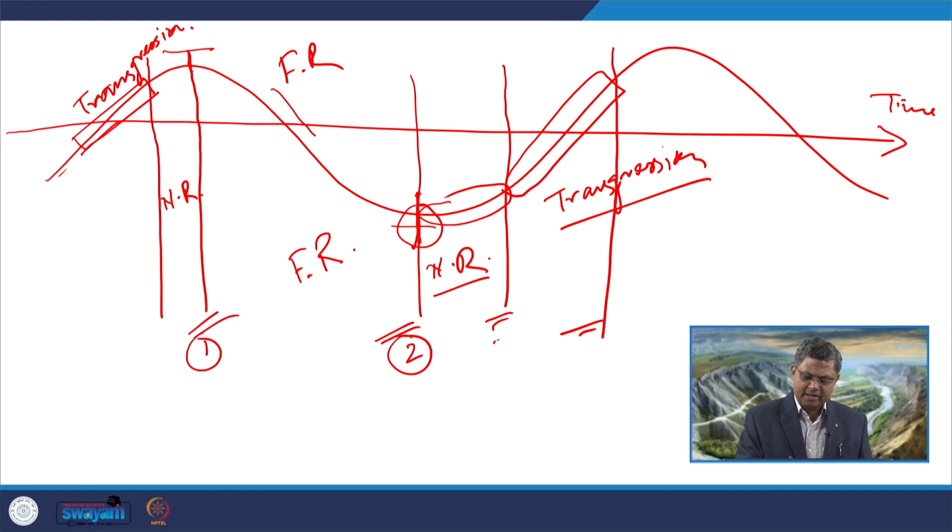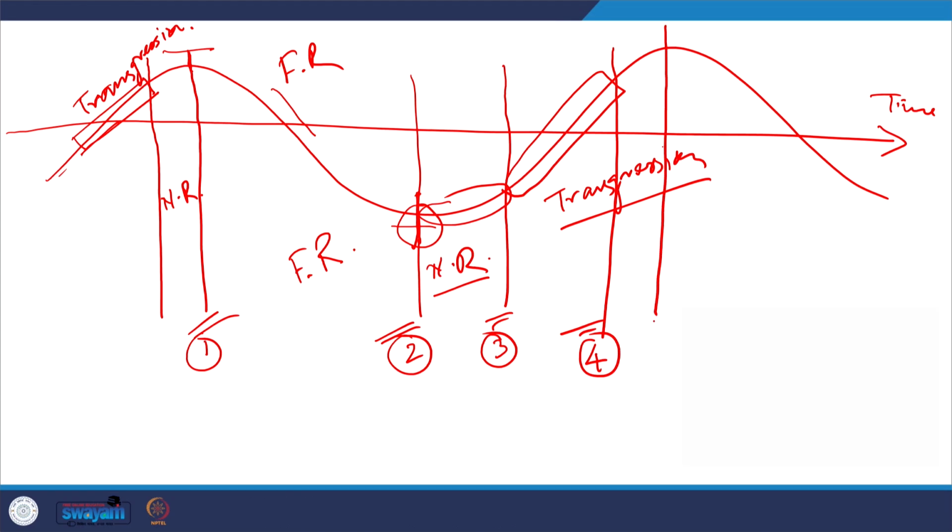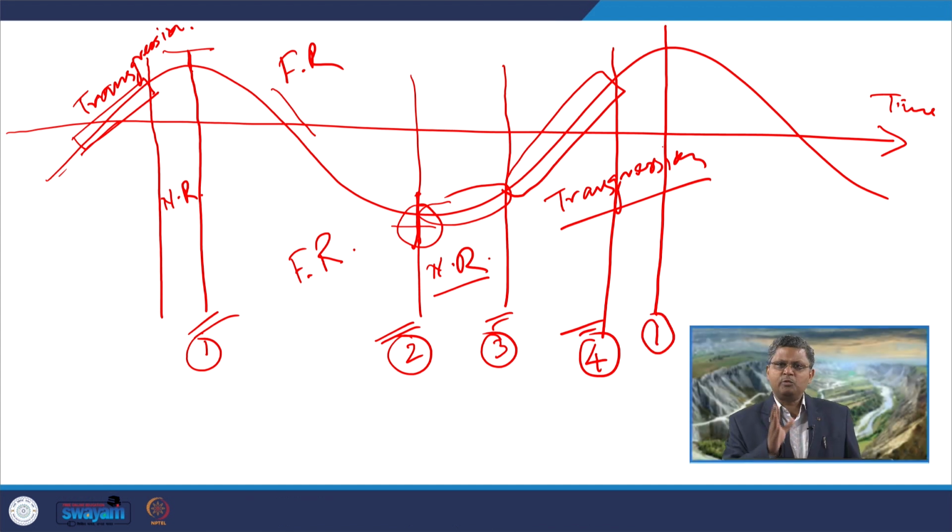Number 3 is the end of normal regression and start of transgression, that is boundary number 3. And then we get the 4th one, which is the end of transgression and start of the normal regression. So, that normal regression will continue up to the next boundary, which is again boundary number 1 from where we have started. So, evidently we are getting 4 distinct boundaries.